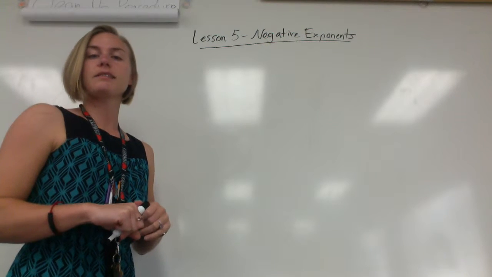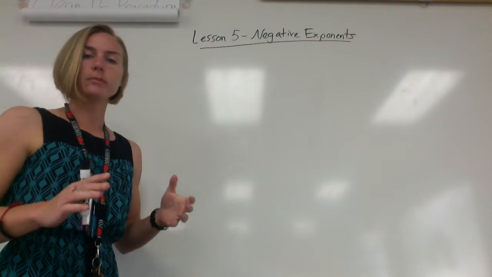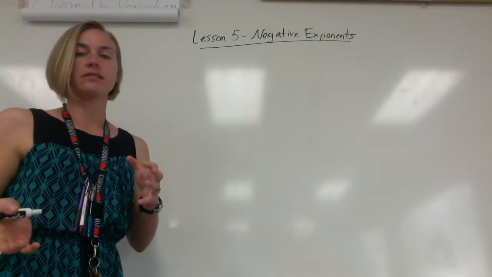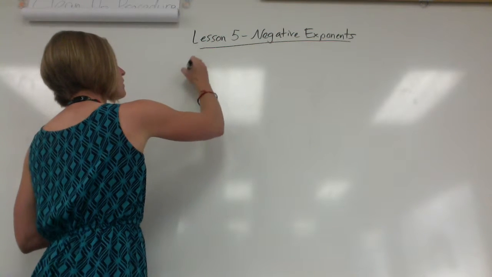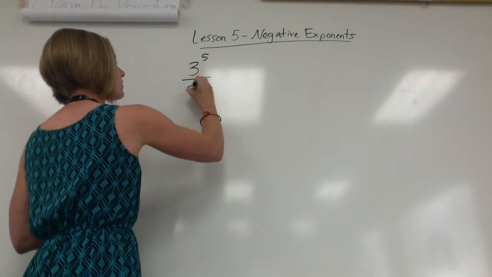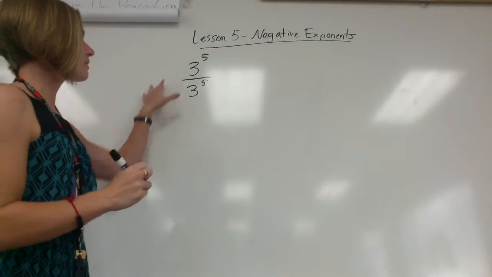All right, this is lesson 5 on negative exponents. So we're going to prove what a negative exponent has to equal. So let's say we had 3 to the 5th over 3 to the 5th. Okay. Now we know that this equals 1.